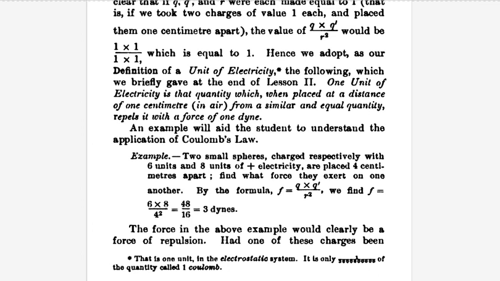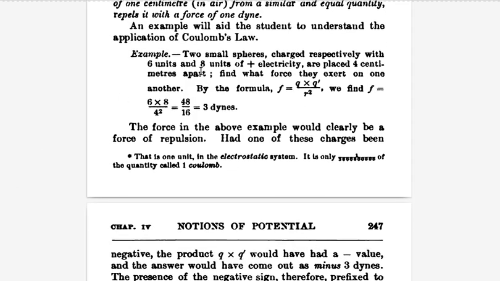1 unit of electricity is that quantity which, when placed at a distance of 1 centimeter in air from a similar and equal quantity, repels it with the force of 1 dyne. An example will aid the student to understand the application of Coulomb's law. Two small spheres, charged respectively with 6 units and 8 units of plus electricity, are placed 4 centimeters apart. Find what force they exert on one another.